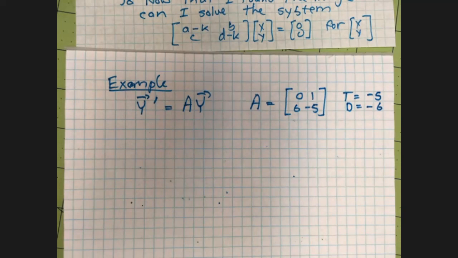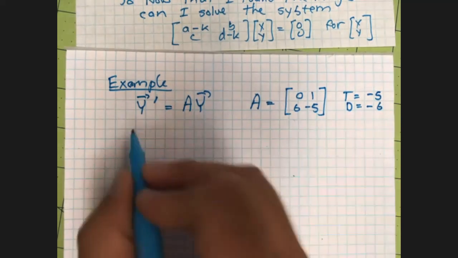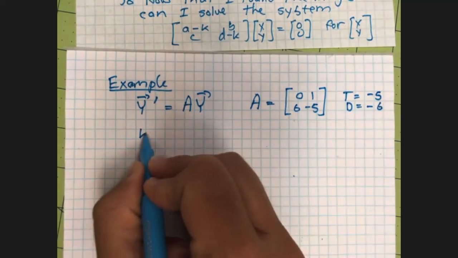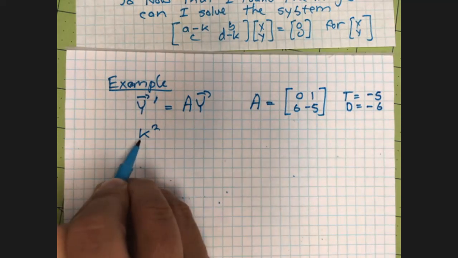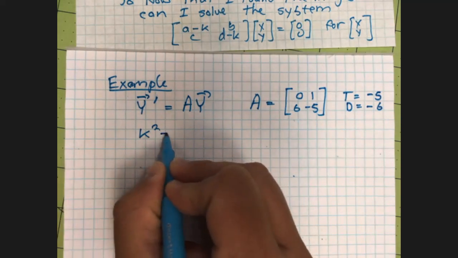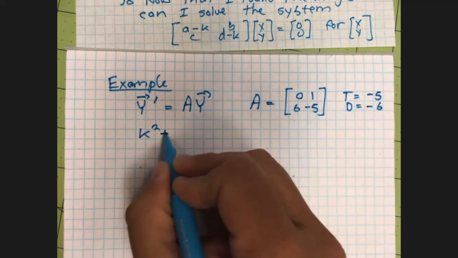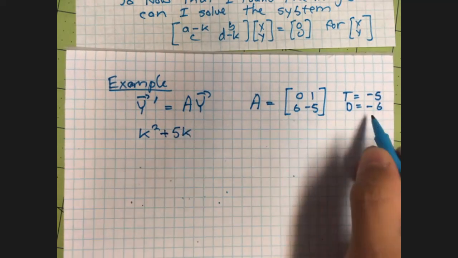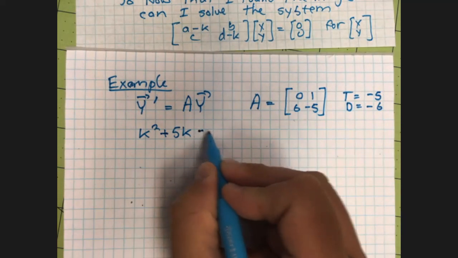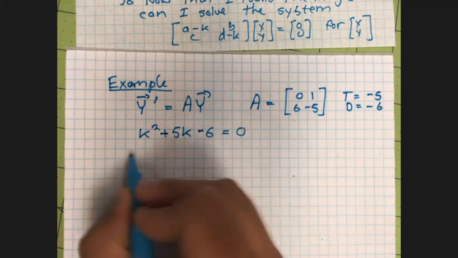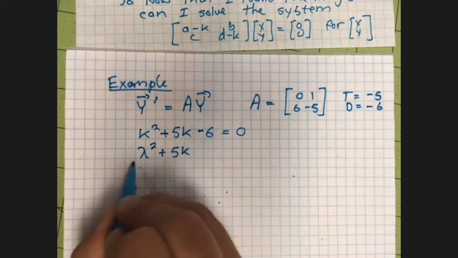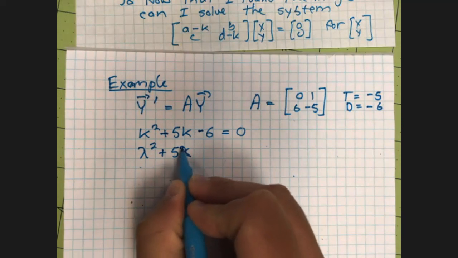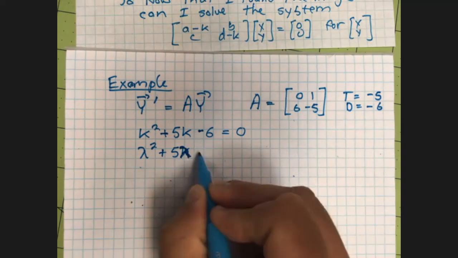Right? So now let's try to solve this characteristic equation. It's called the characteristic equation. I don't mind whether you use K or lambda now. Pretty soon I'll start to use lambdas there. K minus trace, that's plus 5K, plus determinant, and that's minus 6. So pretty soon, maybe even right now, we'll just start writing lambda in place of the K, the traditional letter lambda.